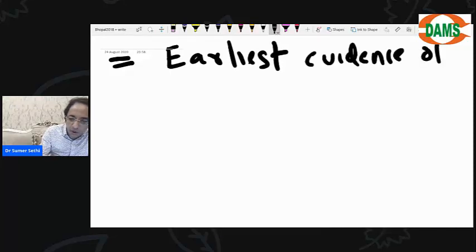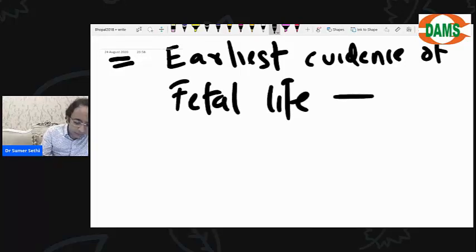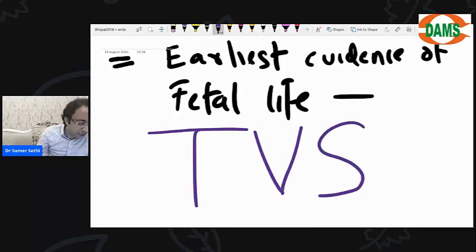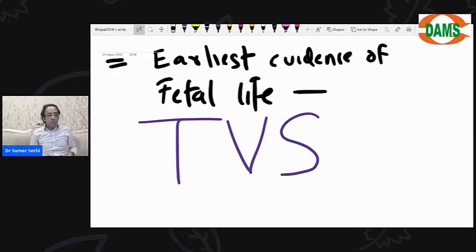Earliest evidence of fetal life is seen on transvaginal sonography. Tell me why. Why not routine ultrasound? In routine ultrasound we were using lower frequency because we need penetration. But when you do a TVS, you are right next to the uterus with your ultrasound probe, and you are able to use higher frequency. You get better resolution. Better resolution means you can see the gestational sac early. Are you clear? Everybody understands?